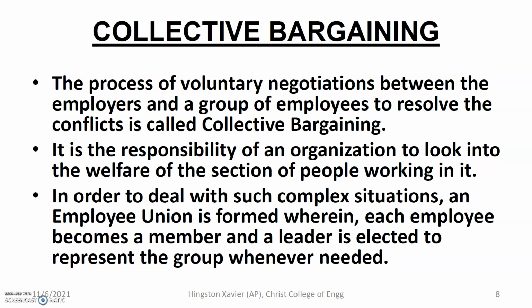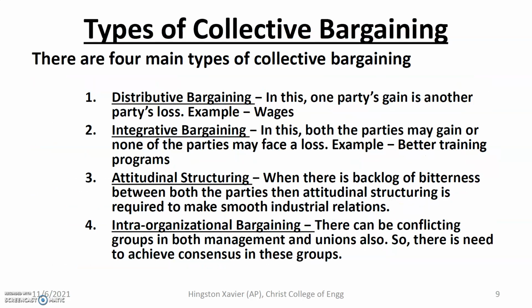It does not only indicate that the strikes will always be on. It is something connected to having direct contact with the higher authority for the people who are working for that particular organization. So this is called collective bargaining. And we have different types of collective bargaining: distributive bargaining, integrative, attitudinal, and intra-organizational bargaining.